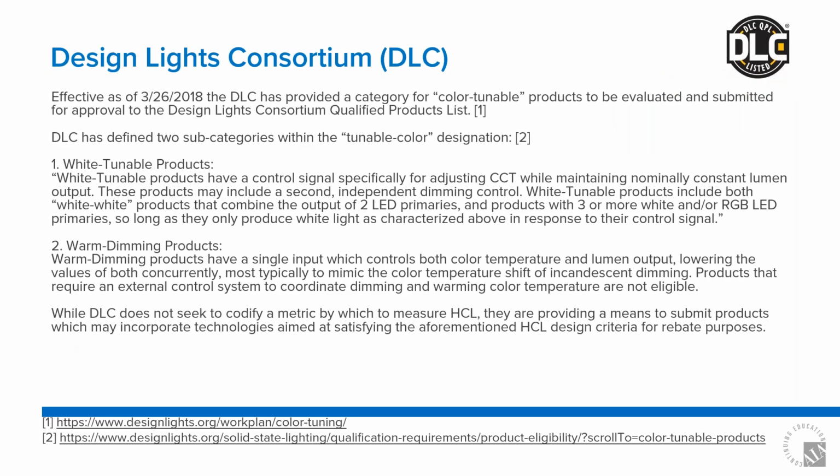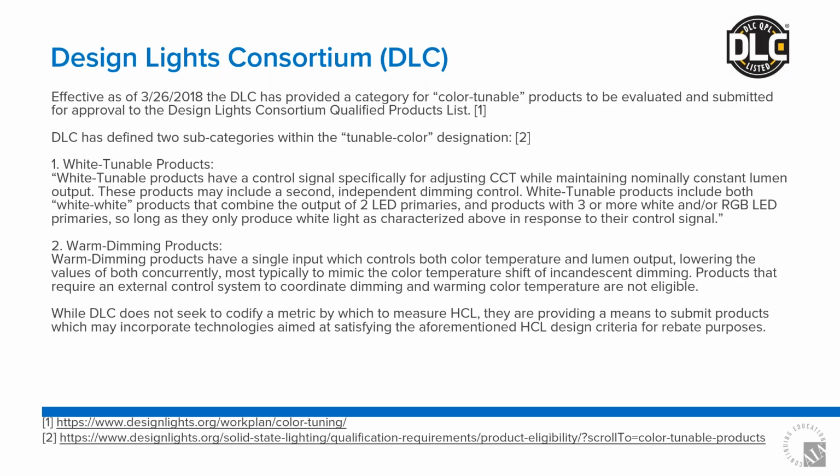Design Lighting Consortium, the DLC: effective 3/26 of 2018, the DLC provided a category for color tunable products to be evaluated and submitted for approval to the QPL list. So the DLC has defined 2 subcategories within tunable color. The first subcategory is white tunable products. White tunable products have a control signal specifically for adjusting CCT while maintaining nominally constant lumen output.